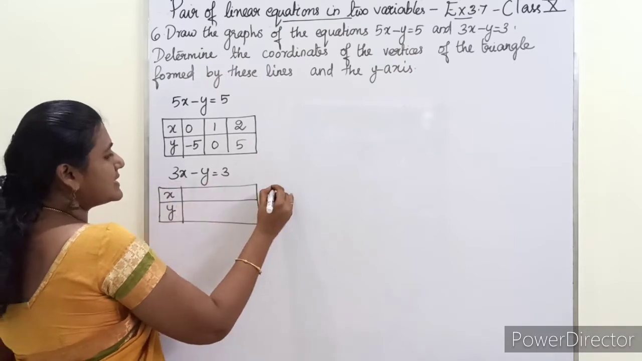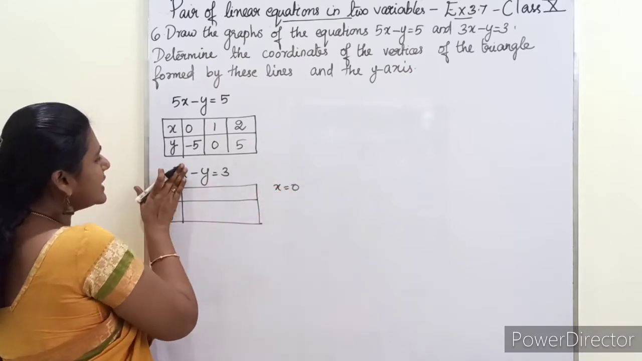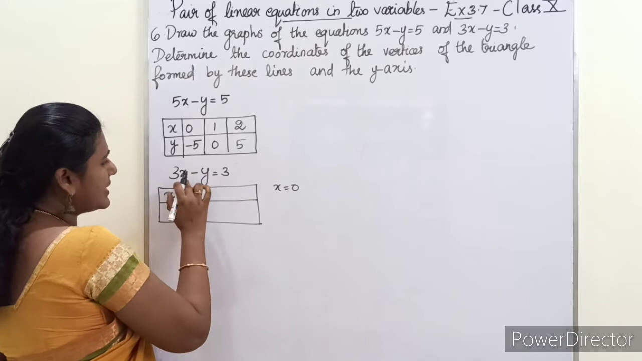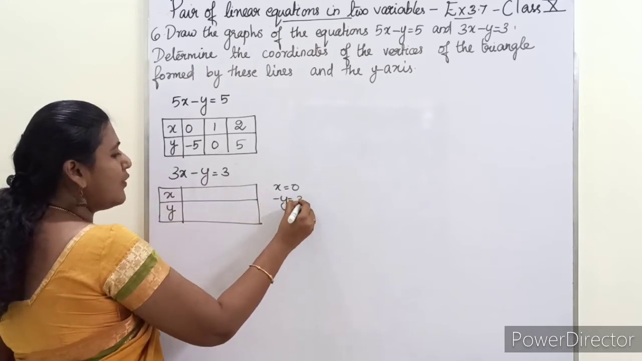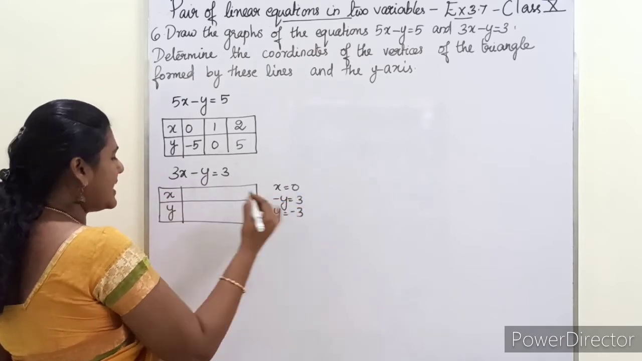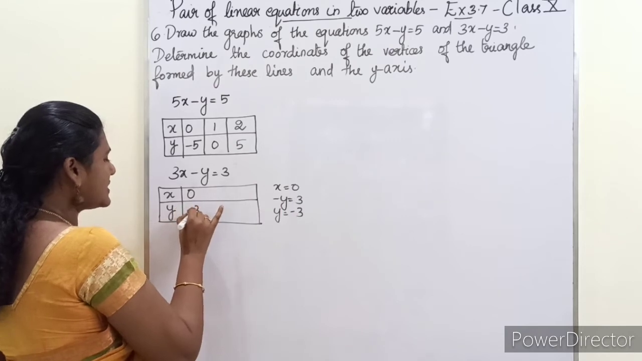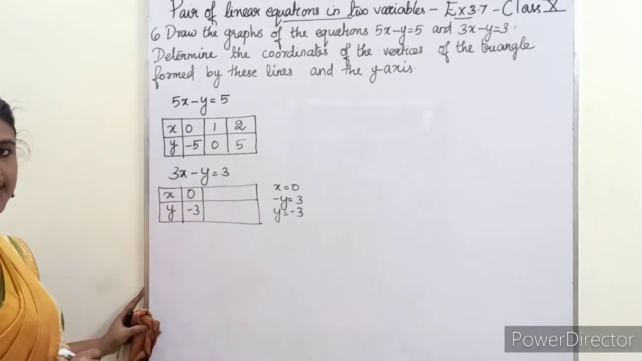So when x is equal to 0, this term will become 0. So what is the value of y? y is equal to minus 3. When x is equal to 0, y is equal to minus 3.